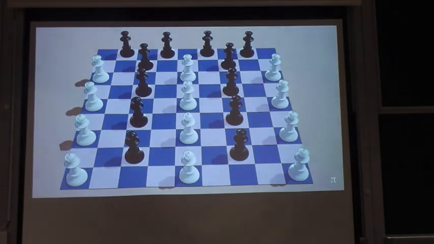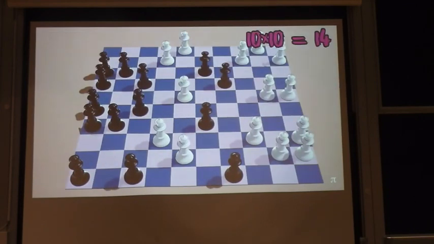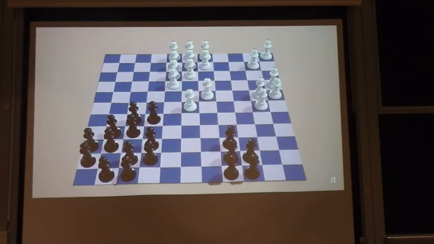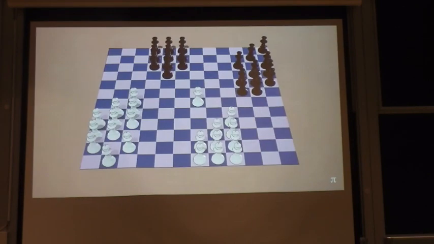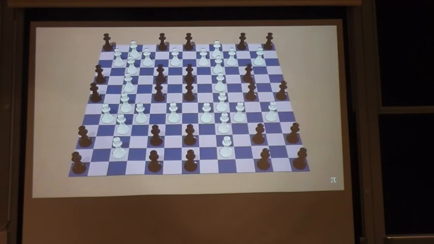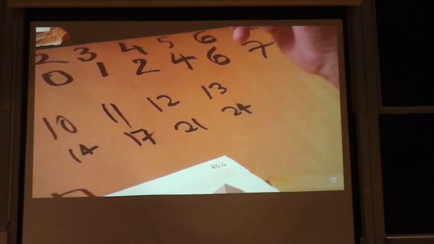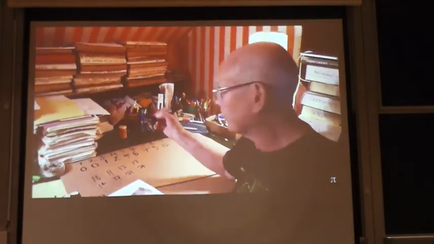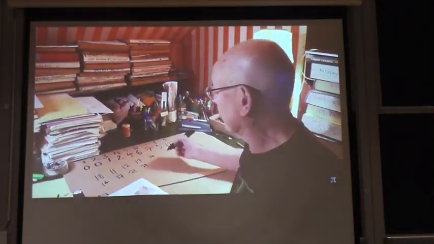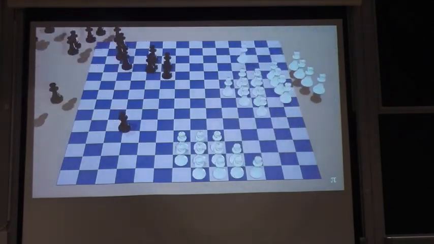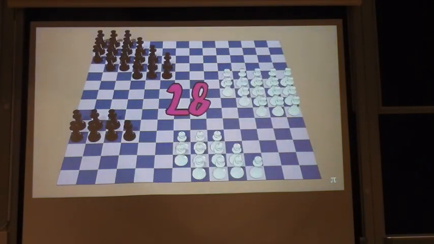If you go to a bigger board, then for 9, we can do 12, 10, 14. For an 11 by 11 board, you can put 17 black queens and 17 white queens. 12, 21, 13, 24. And very recently, just a couple of weeks ago, someone found the next term, which is 28. Beyond this, we don't know.